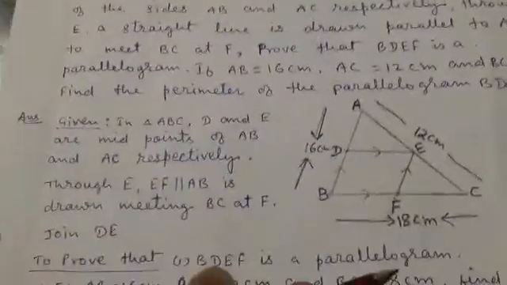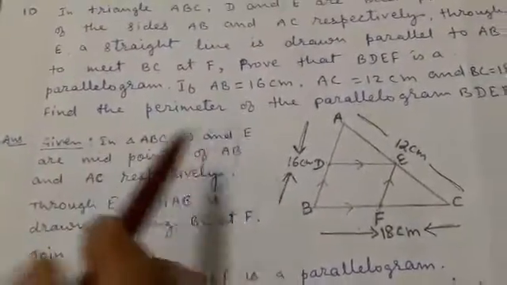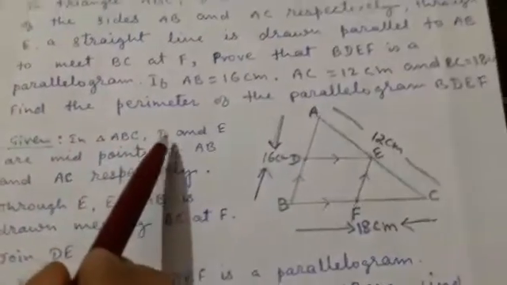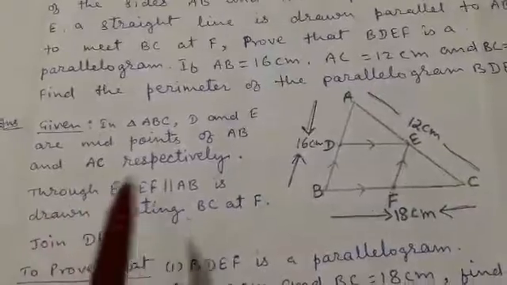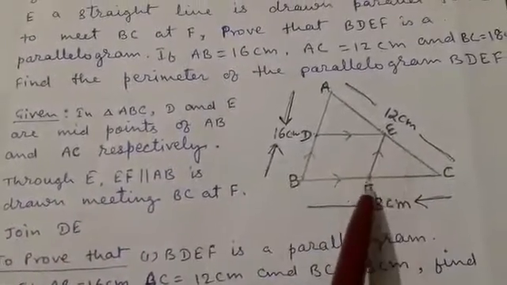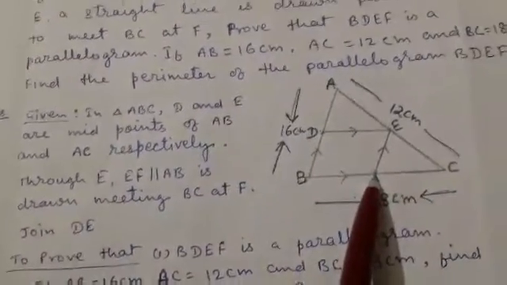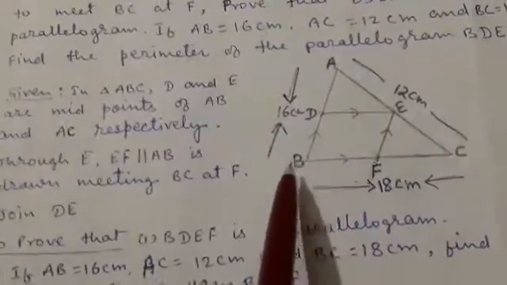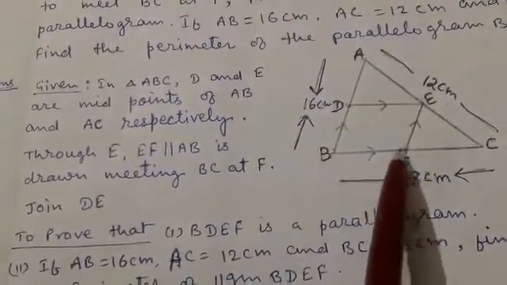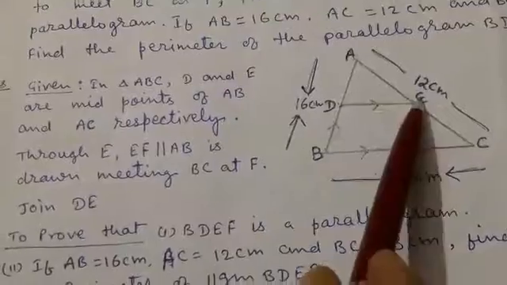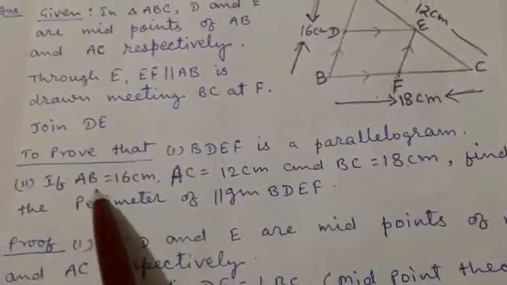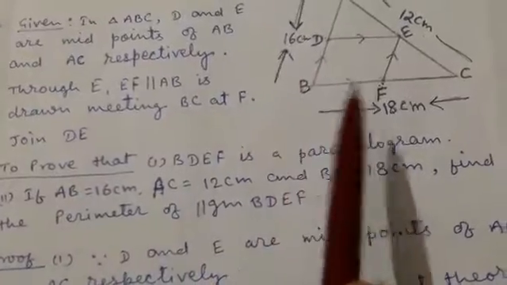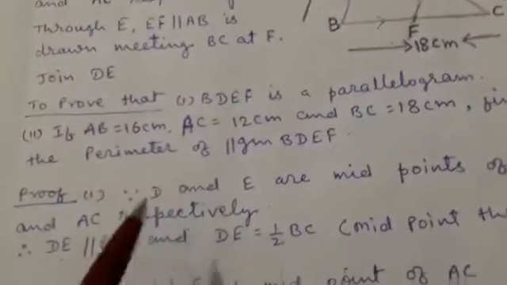Let us see, what is given in this question? In triangle ABC, D and E are the midpoints of AB and AC respectively. Through E, EF is drawn parallel to AB, meeting BC at F. Join DE. To prove, first part, BDEF is a parallelogram. Second part, we have to find the perimeter of BDEF. Now let us prove the first part.